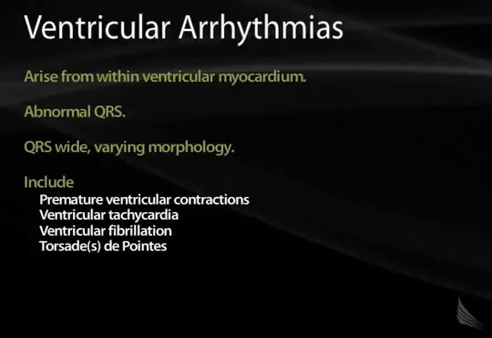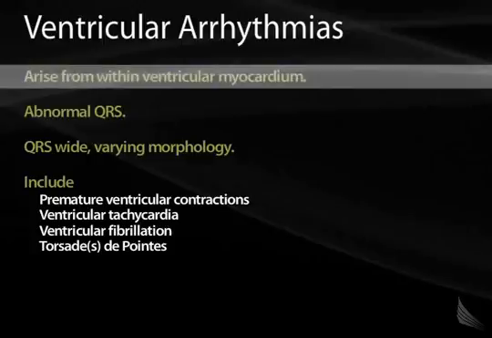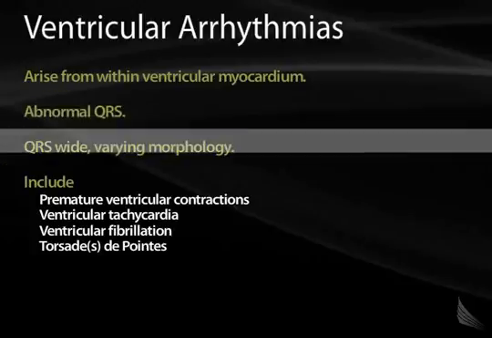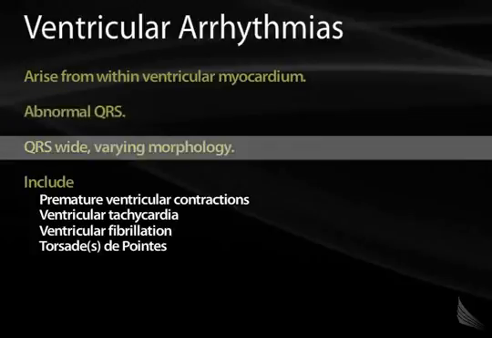Ventricular arrhythmias generally are more worrisome than atrial arrhythmias. Ventricular arrhythmias are often associated with instability. Ventricular arrhythmias arise from within the myocardium of the ventricle. Because they generate a QRS complex that doesn't travel down the normal His-Purkinje system, that QRS complex is usually abnormally shaped. It's usually wide and has a varying morphology.